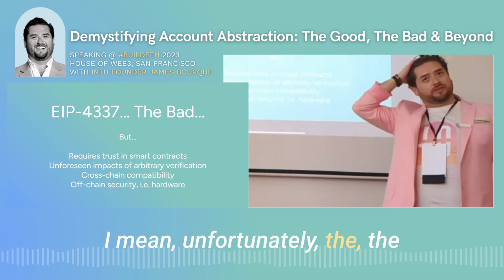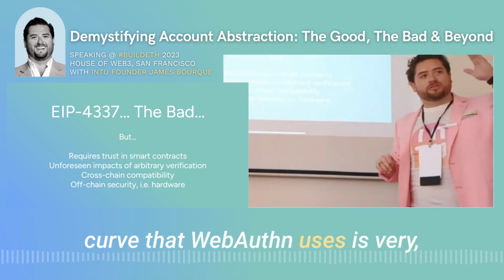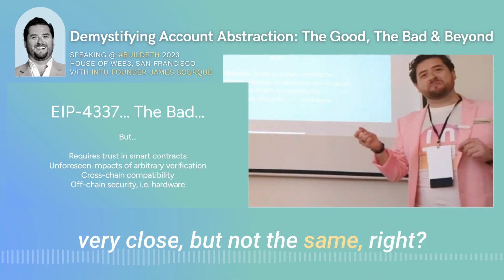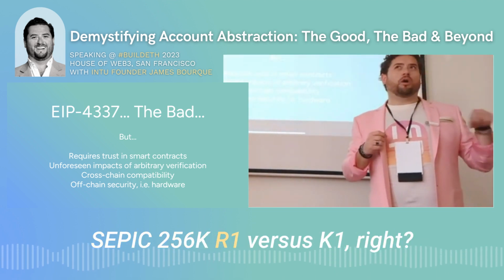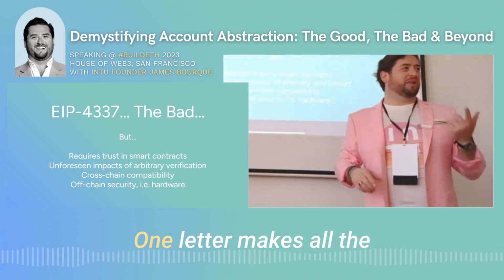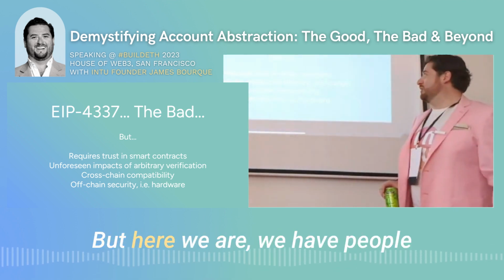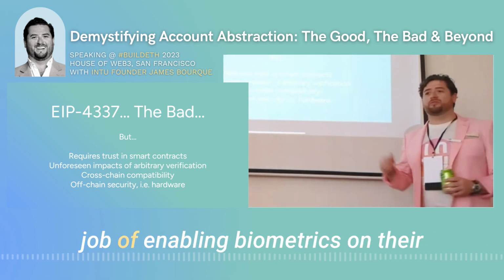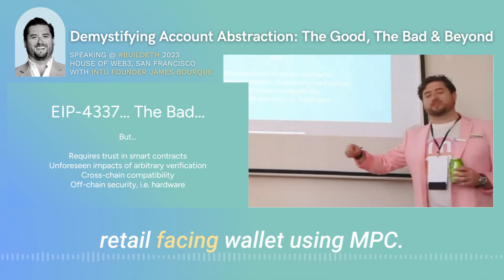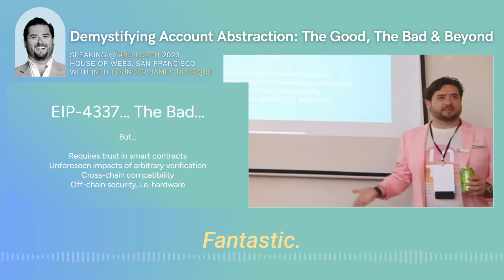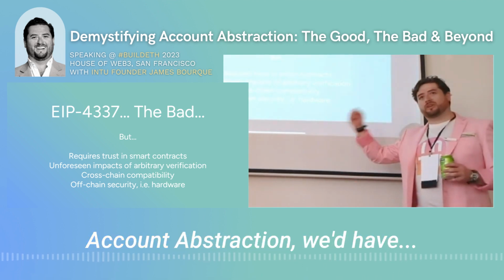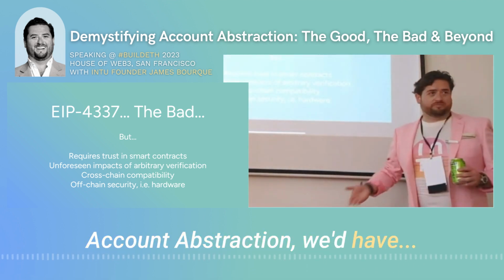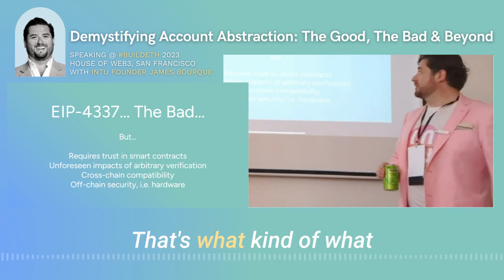Unfortunately, the curve that WebAuthn uses is very, very close, but not the same, right? secp256k1 versus secp256r1. One letter makes all the difference in the world. But here we are, we have people that are building bridges. Zengo has done an excellent job of enabling biometrics on their retail-facing wallet using MPC. Fantastic. Now, if Zengo also partnered with account abstraction, we'd have basically what we're looking at, right? That's kind of what we want.